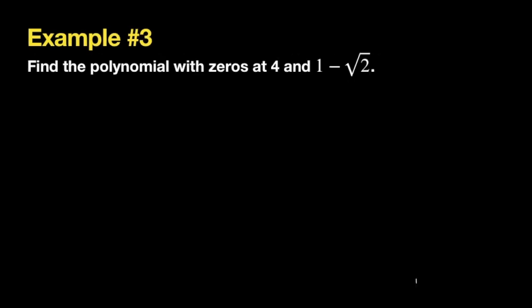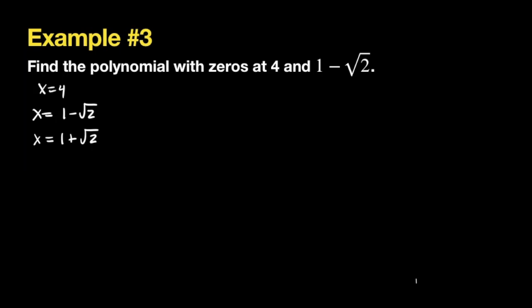When it comes to irrational numbers, we have the same concept. So instead of imaginary numbers, now we have irrational. In this one, we're going to have three roots. We have x is equal to 4, x is equal to 1 minus square root of 2, and x is equal to 1 plus the square root of 2.